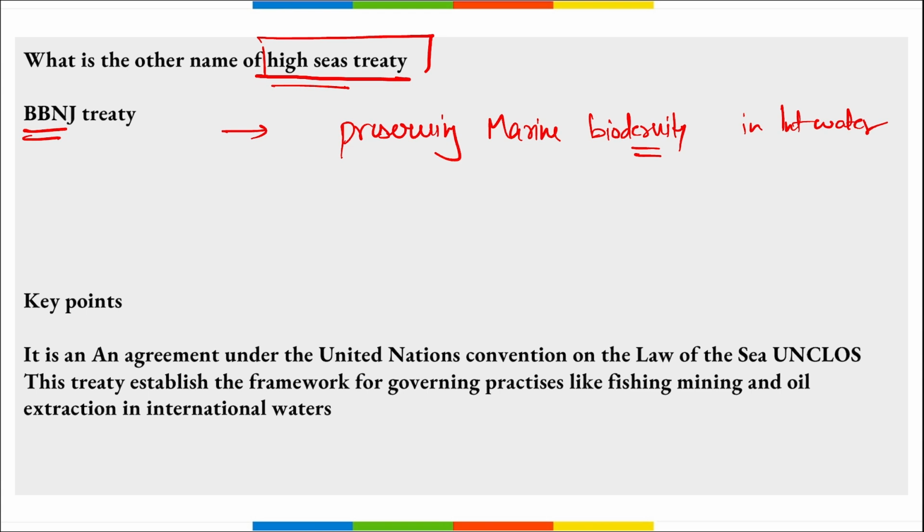Then this agreement was signed under UNCLOS. What does this stand for? This is your United Nations Convention on the Law of the Sea. This came into effect in 1994 and it is about the conservation and the sustainable use of marine biodiversity of areas beyond the national jurisdiction. Correct? And remember, the treaty has established the first ever framework for governing practices like fishing, mining, oil extraction in the international waters. Correct? Then remember, the treaty established a framework for marine protected areas and this will be open for signature in New York for 2 years starting 20th of September 2023. Right?